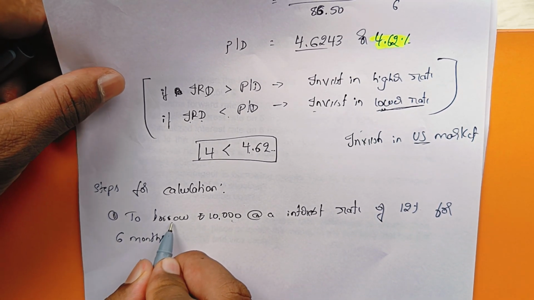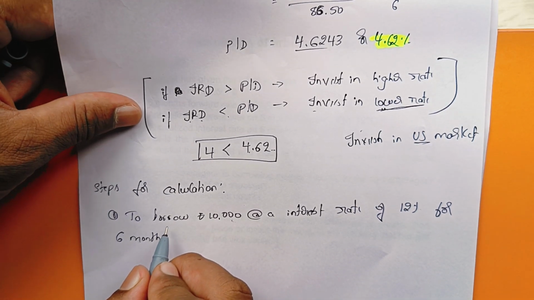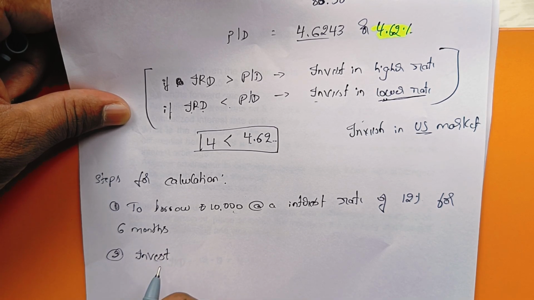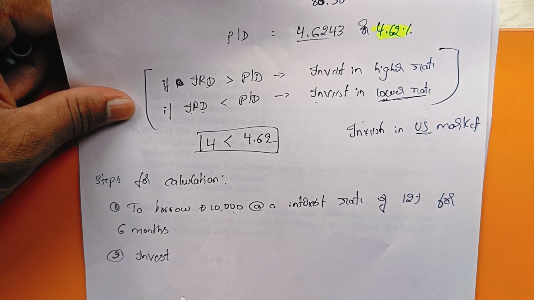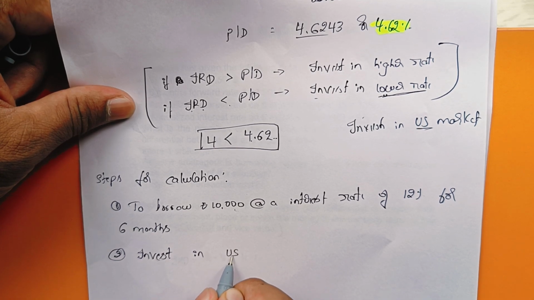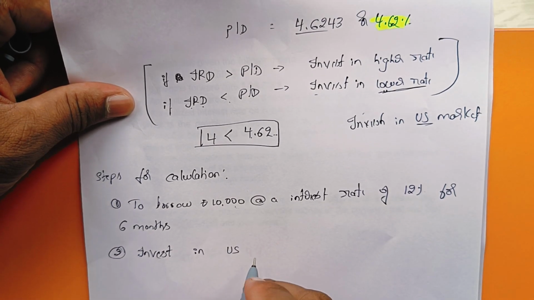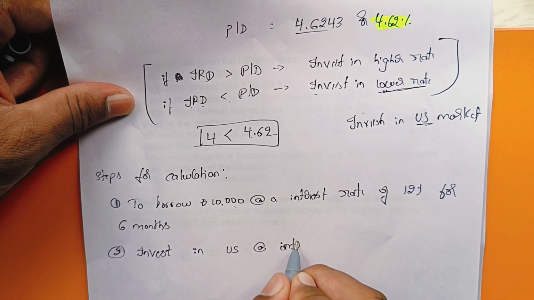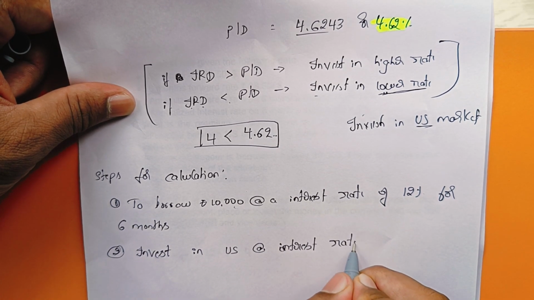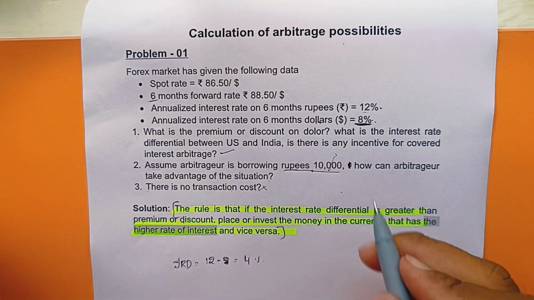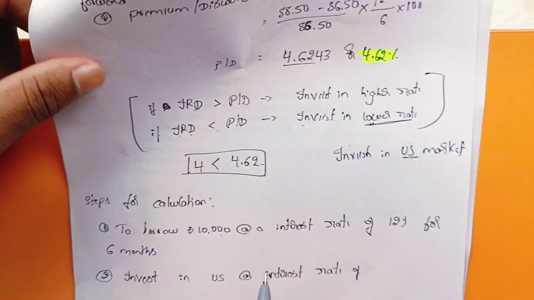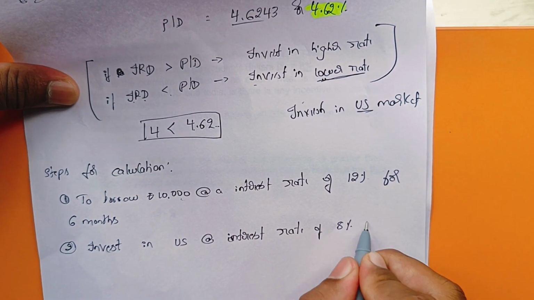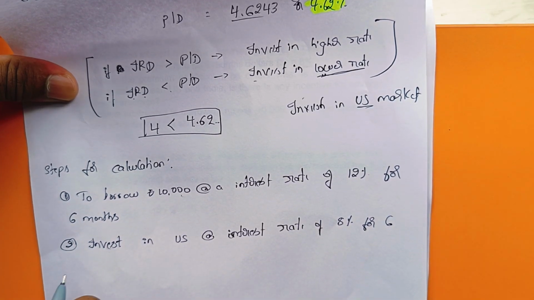Next, now he borrowed from the Indian market. What is his next step? Once he borrowed, where will he invest? If he is borrowing from the Indian market, then obviously he will invest in the US market. Invest in US at an interest rate of how much? If he is investing in the US, his interest rate is 8%. Interest rate of 8% for 6 months.